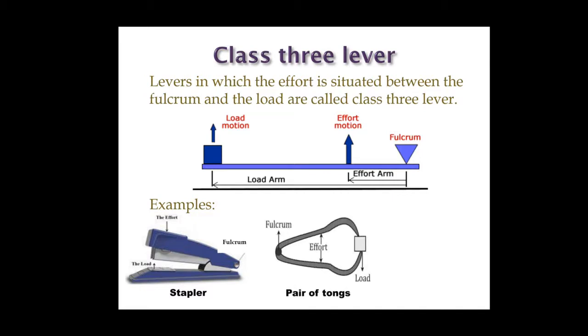Second one, pair of tongs. Over here also we have to apply force from the middle, and here the effort is in between the fulcrum and load, so it is also the example of class 3 lever. And the third one about the fishing rod, in this diagram we are also applying force between the fulcrum and the load, that's why it is also the example of class 3 lever.